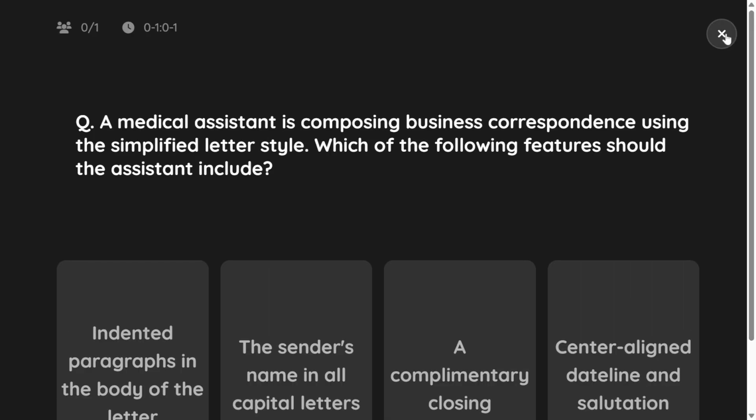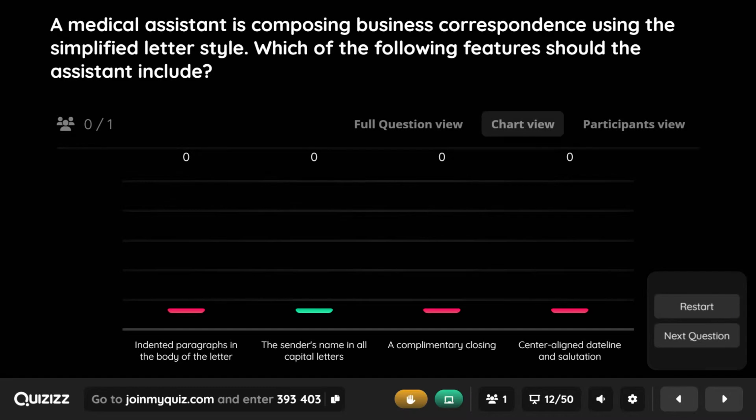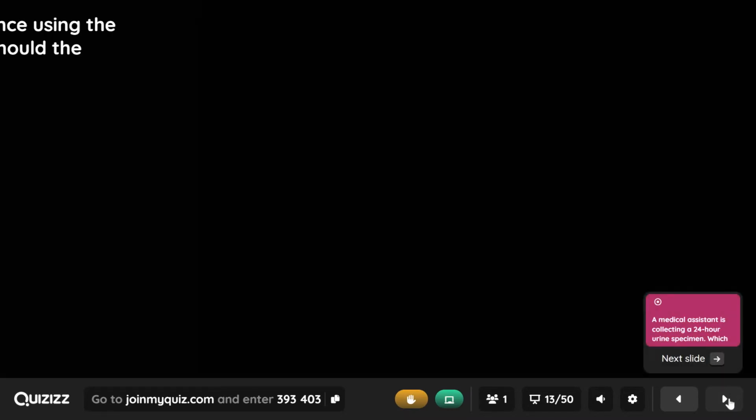All right, time's up. This is going to be making sure that the sender's name is typed in all capital letters, okay? We replaced the traditional closing statement like sincerely or best regards, okay? This format is designed to be more straightforward and efficient. It's often used in business or professional settings. So again, the answer for this one, we're talking about simplified letter styles, is going to be the sender's name. It will be in all capital letters. All right, next question.